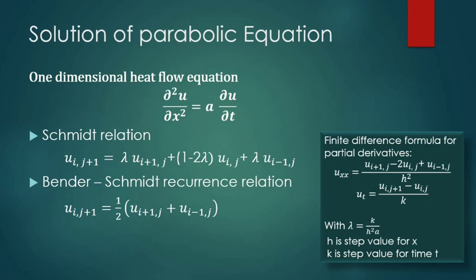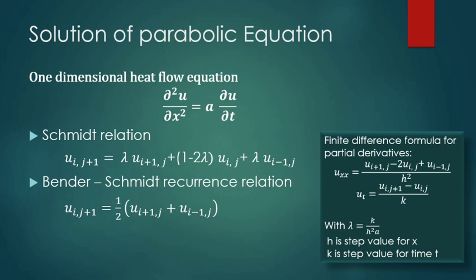Similarly, the value of uxx, that is the second derivative, is obtained using the first derivative ux, where you have u(i+1) and u(i) in ux. But for uxx, you have these three values of u. And h denotes an increment in x and k denotes an increment in t. It is otherwise called the step value.